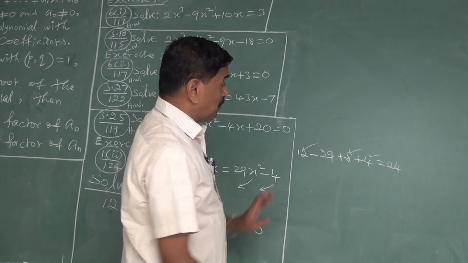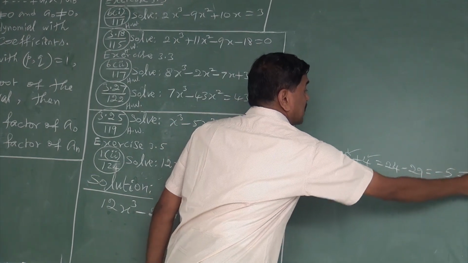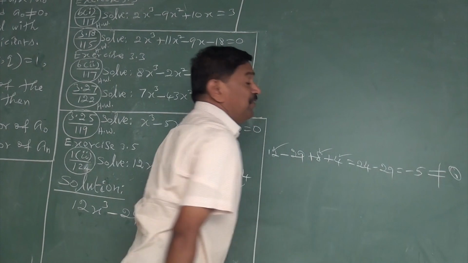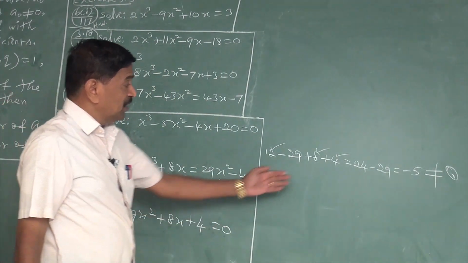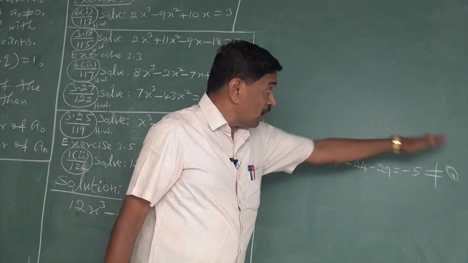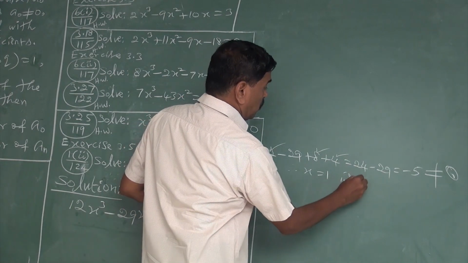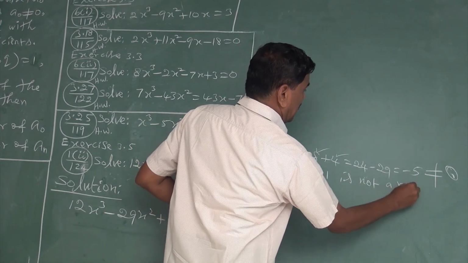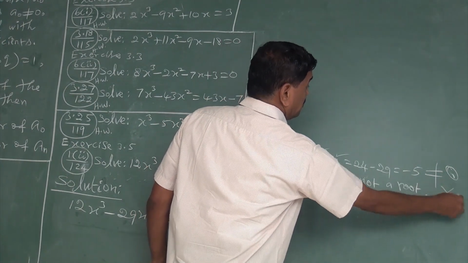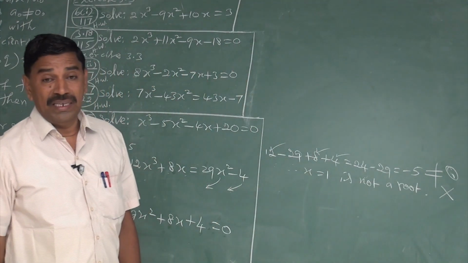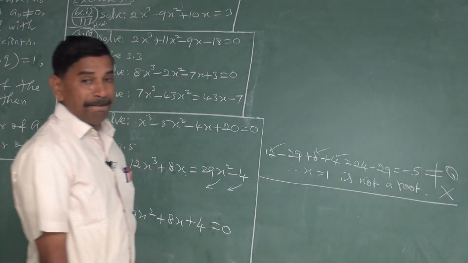And the negative coefficient is only minus 29, so 24 minus 29 is equal to minus 5. Minus 5 is not equal to 0. Therefore, the sum of all coefficients is not equal to 0, so x equal to 1 is not a root. That is, x equal to 1 is not a root, which means the first case is a failure. Now the second step.